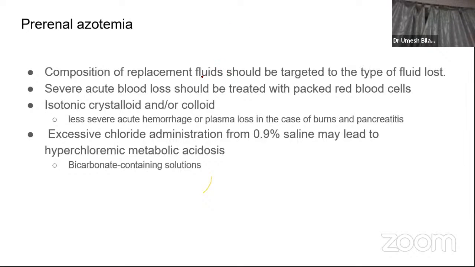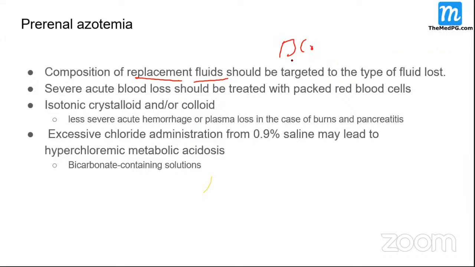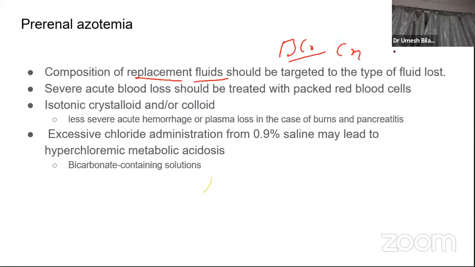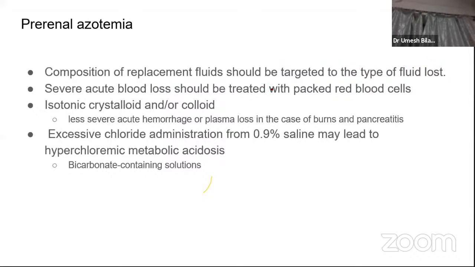The wisest way would be replacement of the fluids. The type of fluid replacement depends upon what is lost. If blood is lost, replace with RBC packed cells. And if there is a loss of plasma, then what do you want to give? Students? Ringer lactate. Crystalloids or colloids. I'm talking about plasma. Avoid albumin. Don't give albumin unnecessarily.